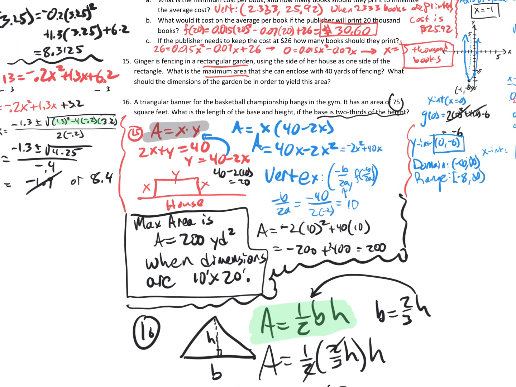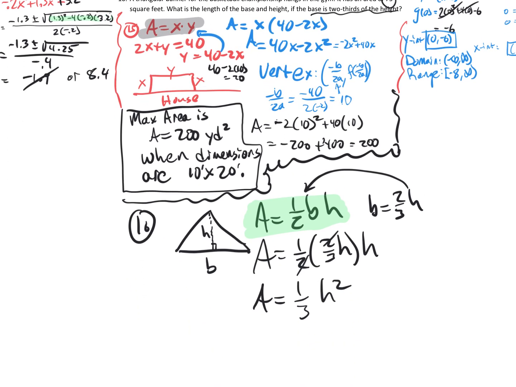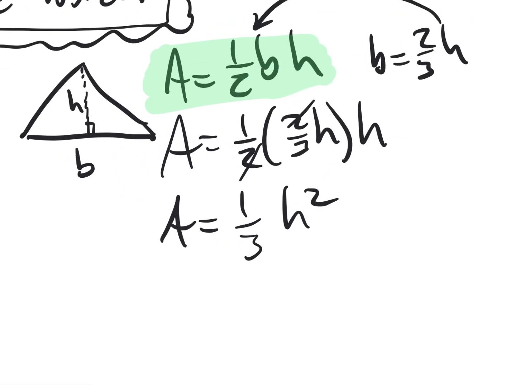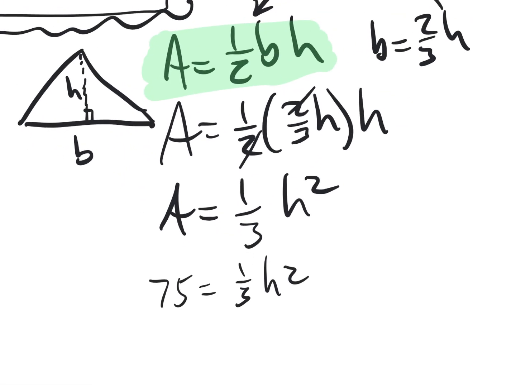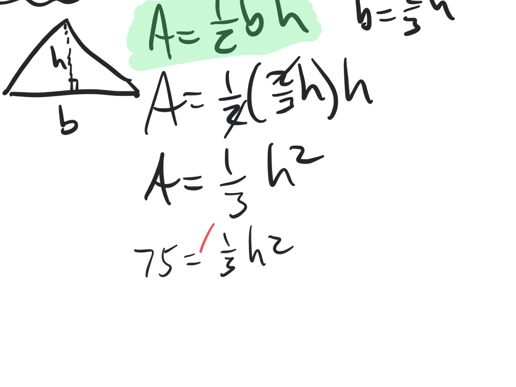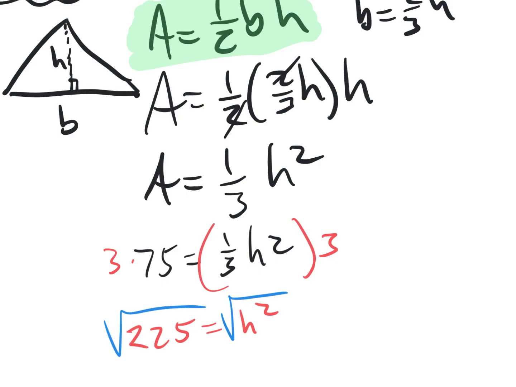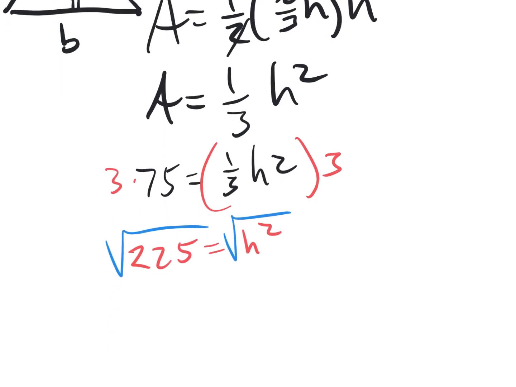What is the length of the base and the height? So if we know the area is 75 square feet, we can plug that in. 75 equals 1/3 h squared. So we can multiply both sides by 3. And that's going to be 225 equals h squared. We can square root that. And the square root of 225 is 15, so h is 15.